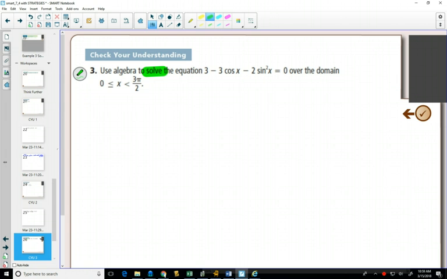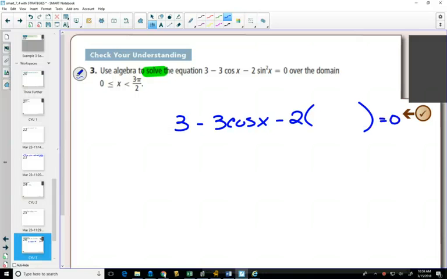So here we have 3 minus 3 cos x minus 2 sine squared x equals 0. And currently, we can't solve this equation because it has cos of x and it has sine of x. But now that we've done a bunch of identities, you might feel more comfortable with the fact that, hey, I can change sine squared to something. Okay. I can change sine squared to 1 minus cos squared.